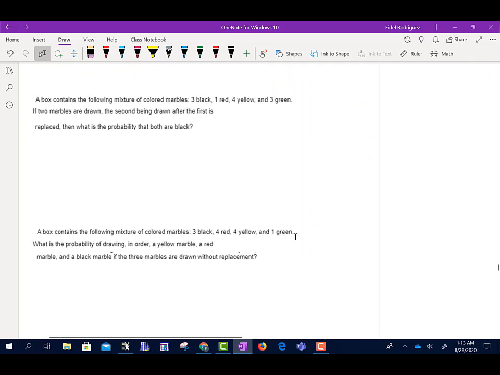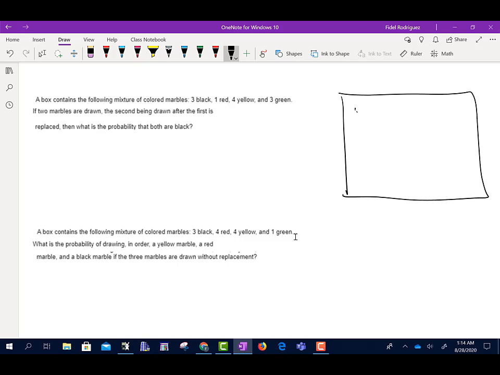All right. Let's see. It says a box contains the following mixture of colored marbles. We have 3 black, 1 red, 4 yellow, and 3 green. If 2 marbles are drawn and the second being drawn after the first is replaced, what is the probability that they are both black? Okay, so let's do the same thing we've done before.